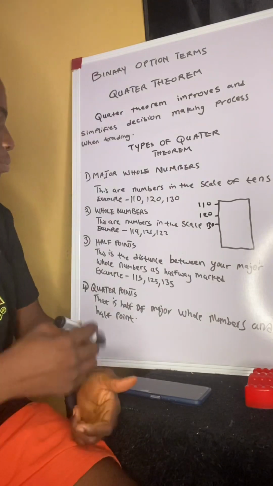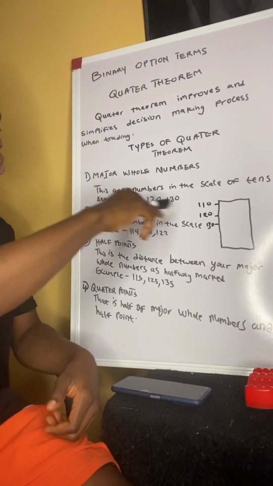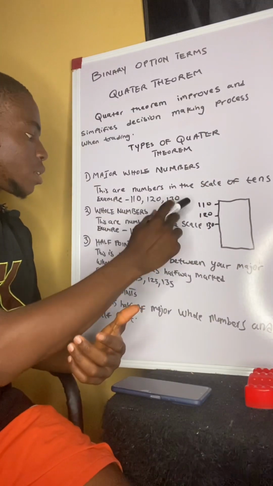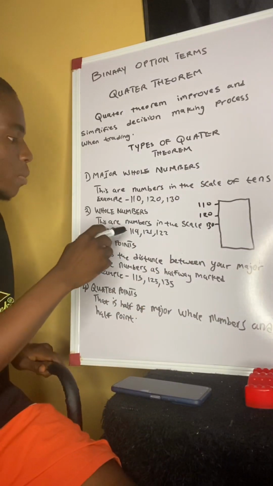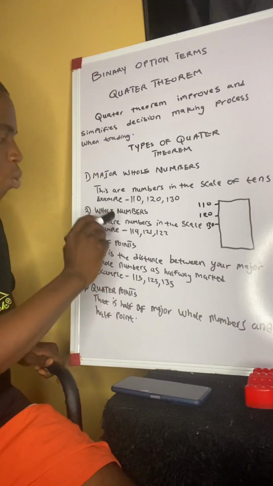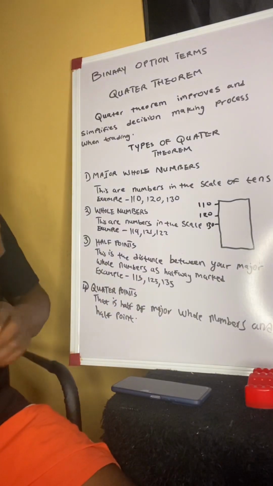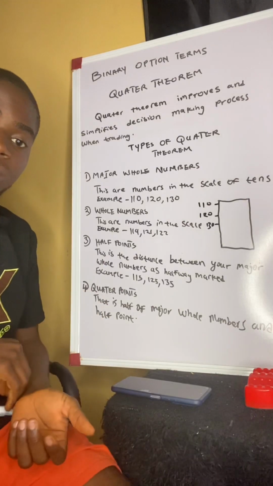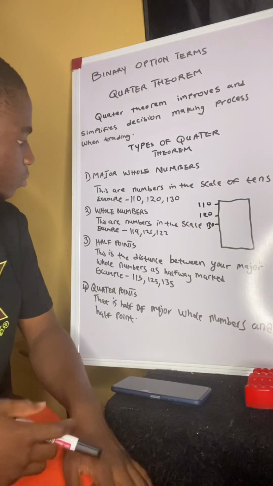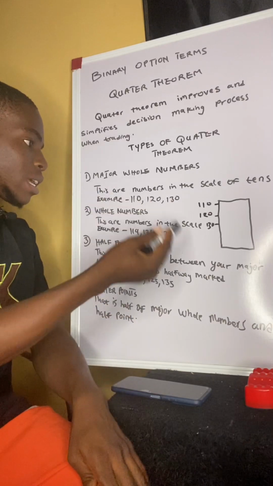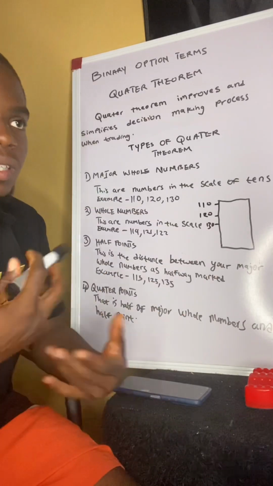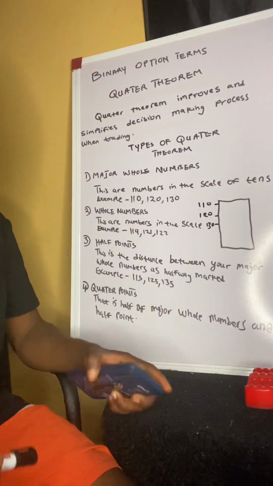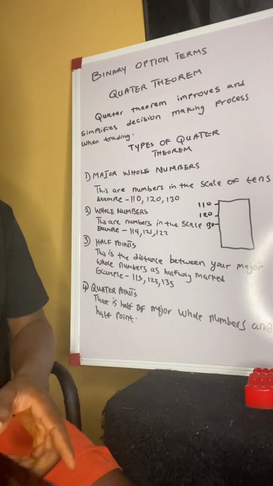Now guys, this is the whole number. This is major whole numbers, the number of tens: 110, 120, 130. And these whole numbers are the numbers in the scale of 10, like in ascending or descending order. The random number, that is the whole number right now. Then 19, 1, 2, 3, 19, 22, 25, and so on.